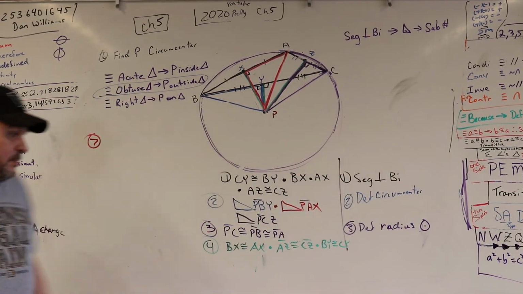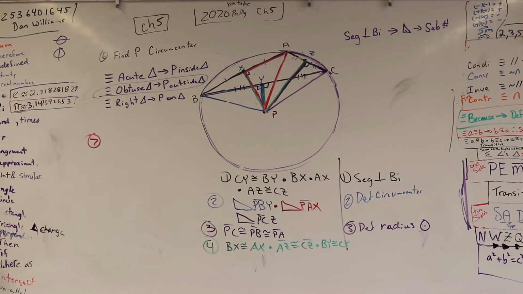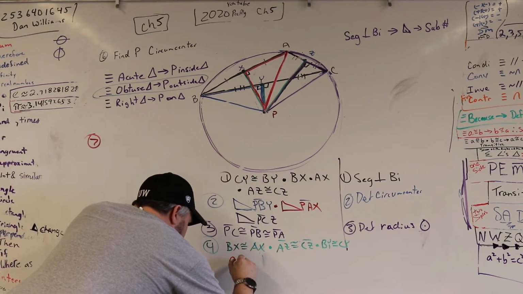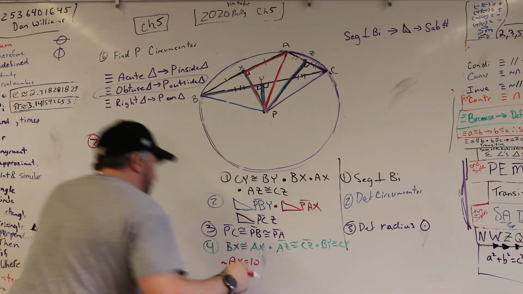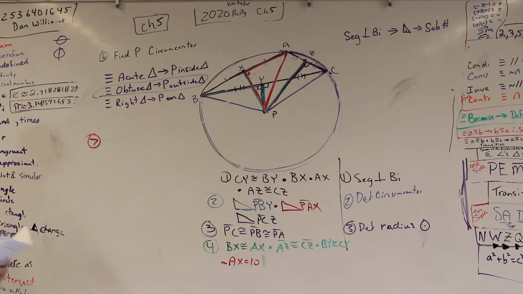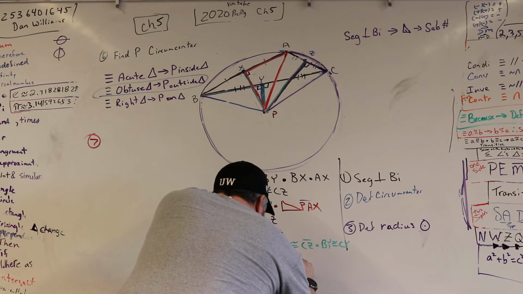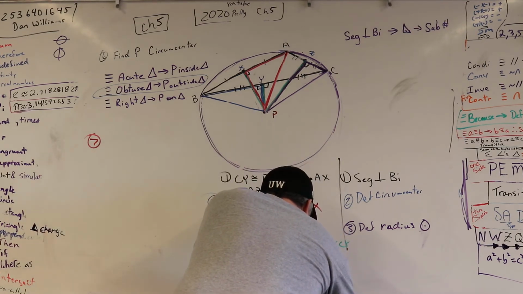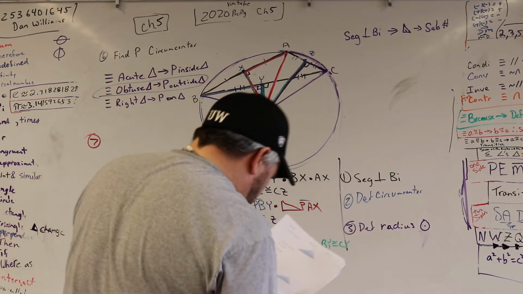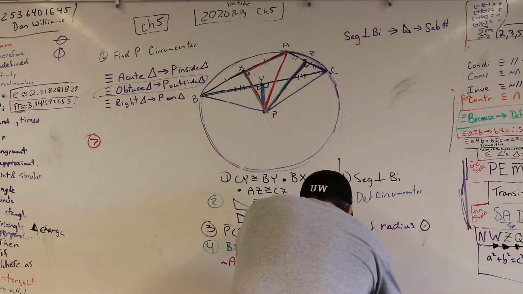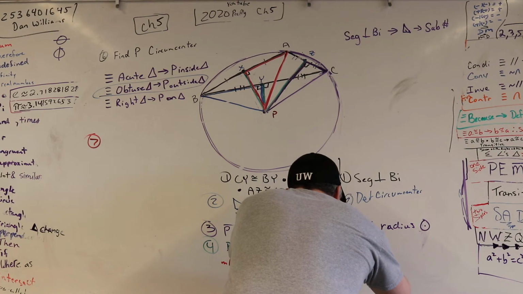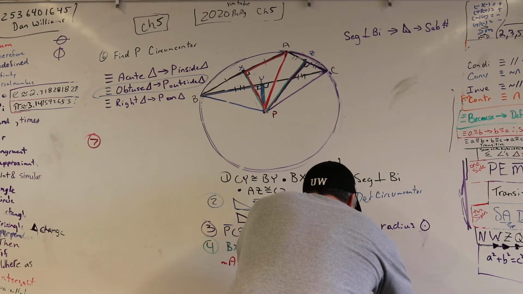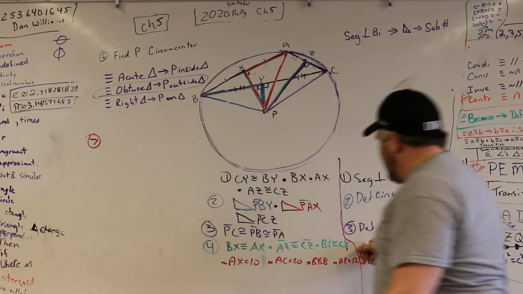What is the last B? BY and CY. Yep. Alright, so they said AX is equal to 10. Right? Okay, so the measure of AX is equal to 10. The measure of AC is equal to 20. The measure of BY is equal to 8. And the measure of AP is equal to 12. Now, this is given. Step 5, sorry about that. Step 4, sorry about that.